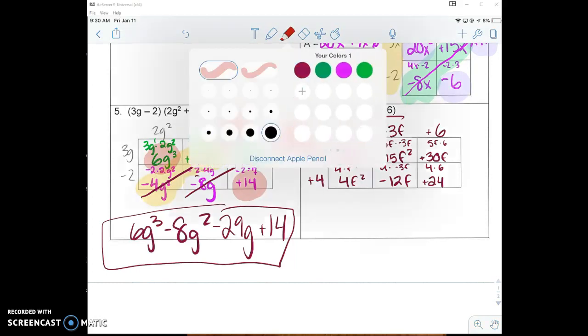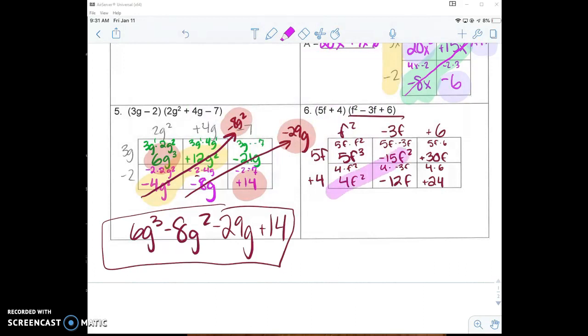Looking for my like terms, I have 4f squared minus 15f squared makes negative 11f squared, and negative 12f plus 30f makes positive 18f. My new polynomial, I should have 5f to the third, negative 11f squared, positive 18f, and plus 24.